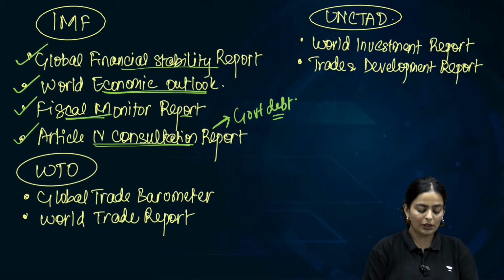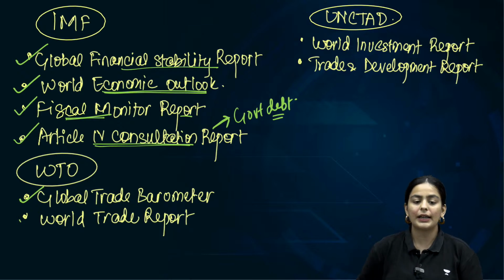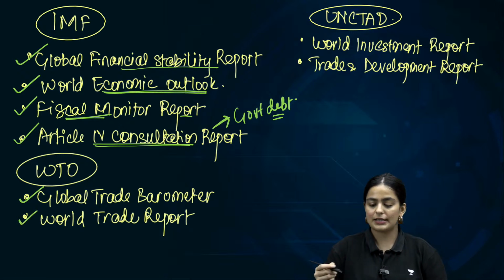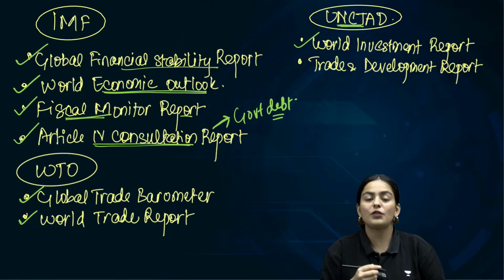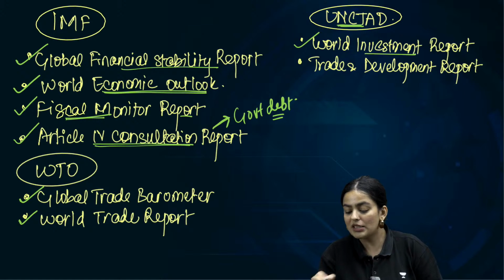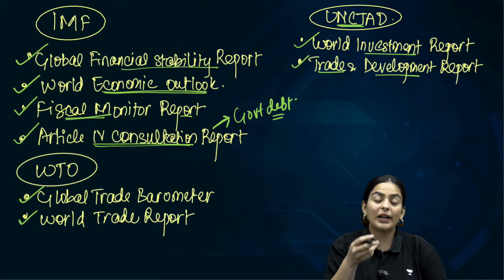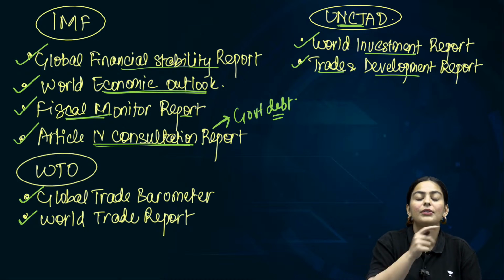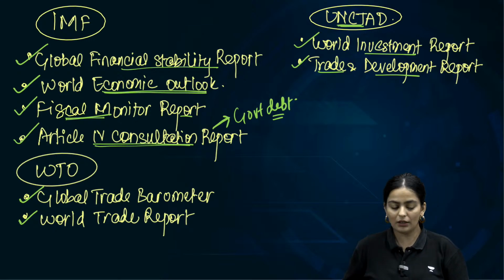Clear? WTO, an important report, is Global Trade Barometer. The second is World Trade Report. Clear? Yes. The UNCTAD is World Investment Report. So everything related to investments will be by UN Conference of Trade and Development. When it says trade and development, then it is UNCTAD. When it only says Trade Barometer, then it is WTO. Clear about this? Yes. So make sure that you make a note of all of these.